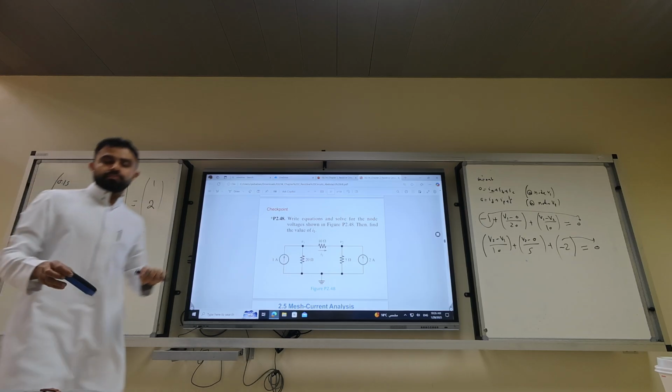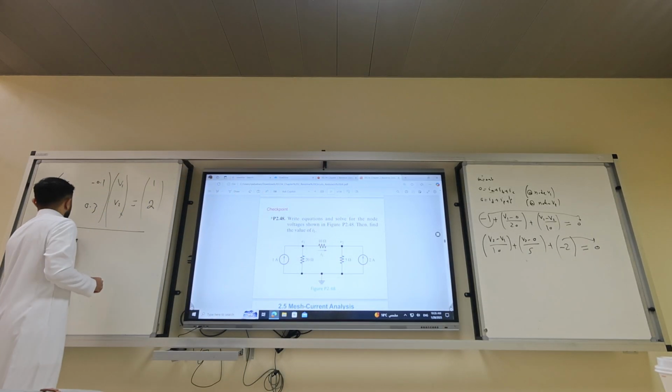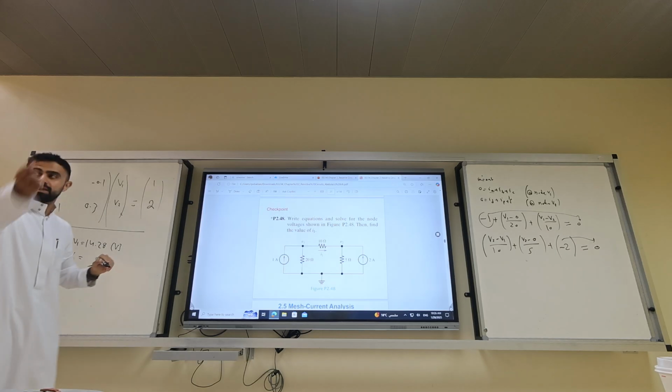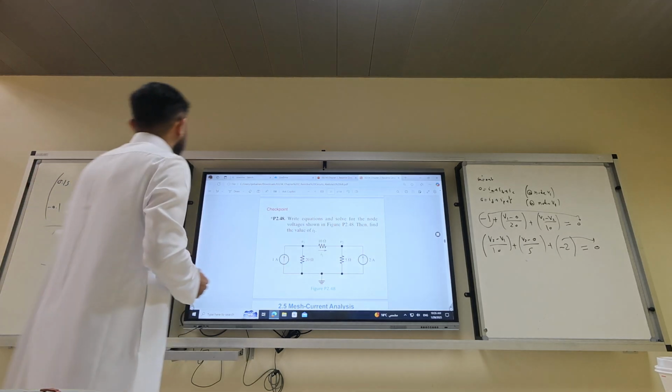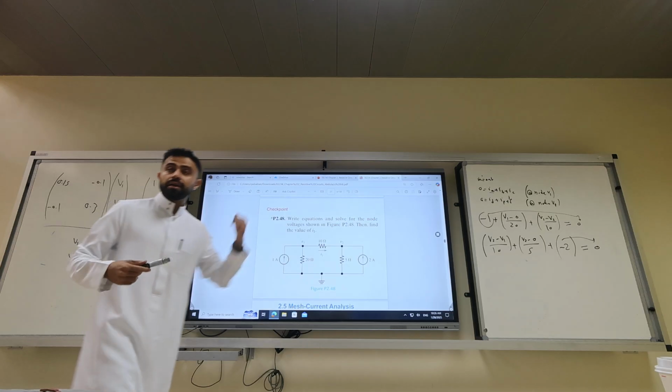Calculator. Then we have V1 as 14.28 volts. In the quiz, I didn't take off points for the unit, but next time I'll take off points. The second one is 11.42. Did you guys get the same answer? Yes. Okay. Clear?